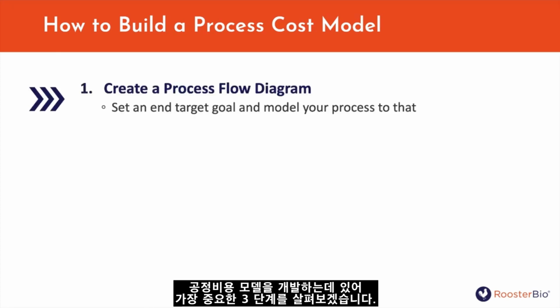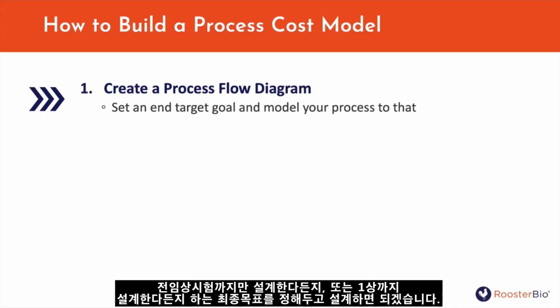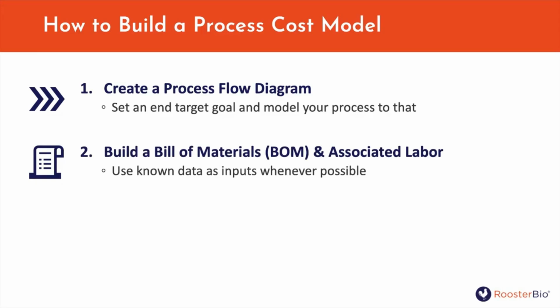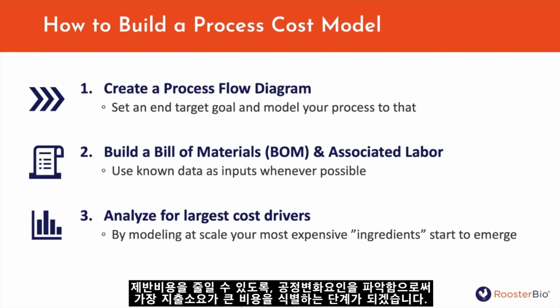There are three major steps to building a process cost model. First is to create a process flow diagram. This should be done at a scale similar to an end target output or goal, such as a preclinical study or a phase 1 study. Second is building out your bill of materials, using known data as inputs whenever possible. Finally, once a process flow diagram and bill of materials has been modeled, potential process changes should be identified which have the largest impact in reducing your cost of goods.